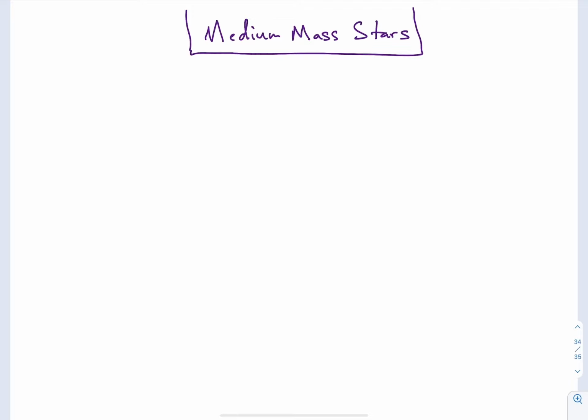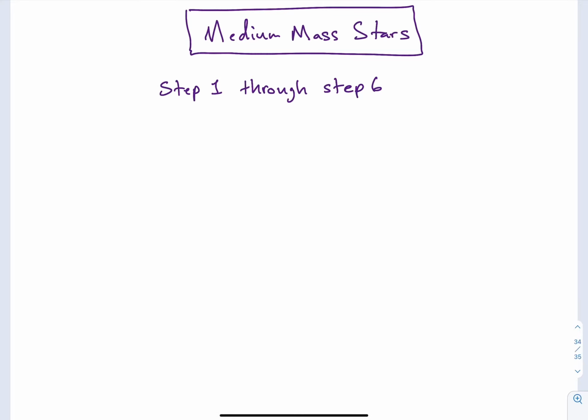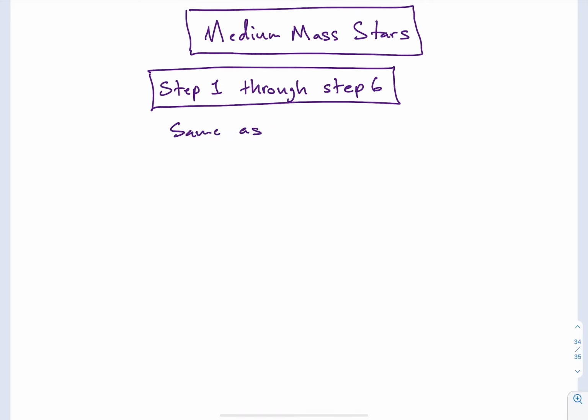And that means we're going to have to start back at step one. But step one through step six are almost entirely the same, except for one small adjustment. So step one through step six, we're going to say this is the same as low mass stars, with the exception of the hydrogen fusion that is taking place in the core.